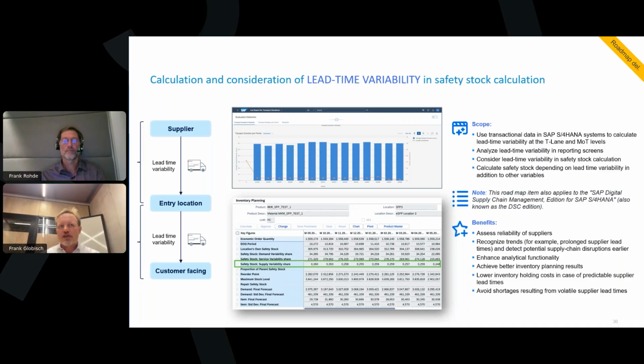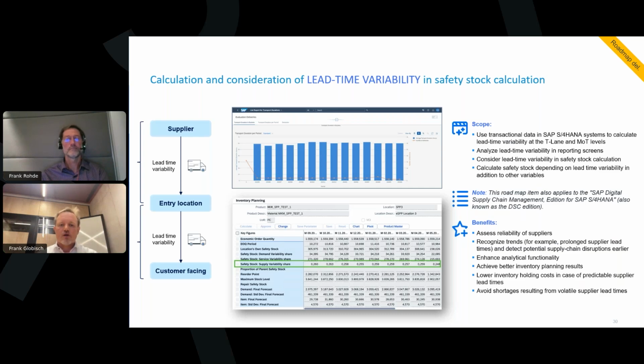And we do actually calculate supply variability share, which you can see on the lower half of the screenshot, where the safety stock contribution coming from that lead time variance is really directly depicted, so that you can either talk to your supplier or check for your internal transportation times in order to improve that if this is a large amount of safety stock, and therefore saving again money without losing any service level towards your customers.